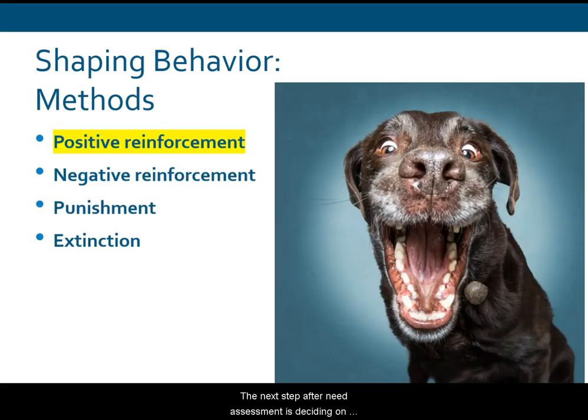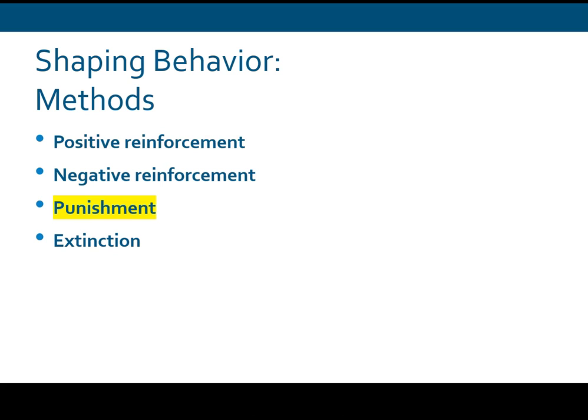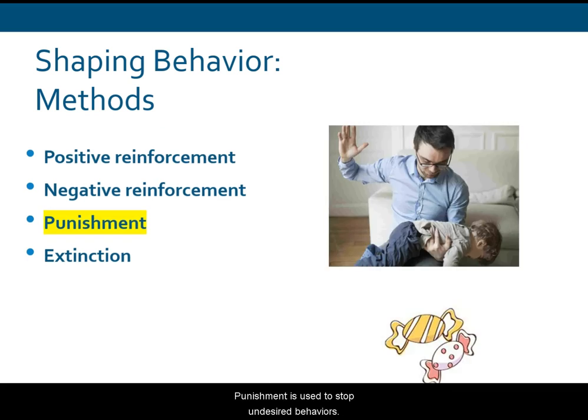The next step after needs assessment is deciding how to shape employees' behaviors to achieve desired outcomes. We have 4 options for shaping behavior. Positive reinforcement involves using a reward to encourage a desired behavior. Punishment is used to stop undesired behaviors.